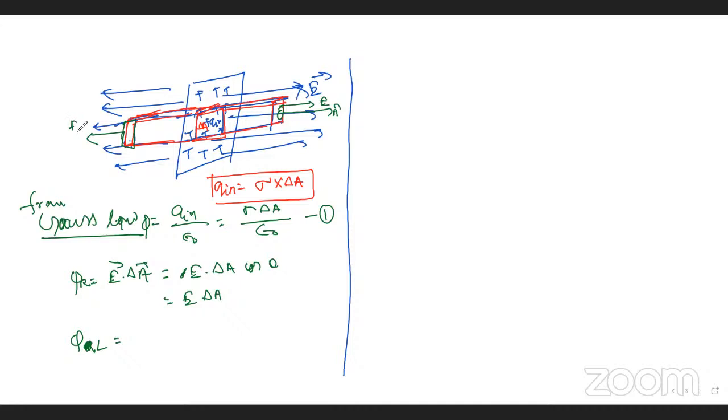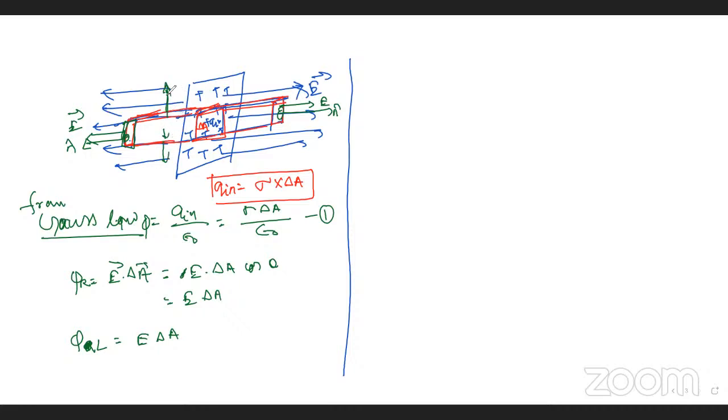E is in this direction, the electric field to the left. Area vector is to the left. So both are in the same direction. That means cos theta will be there, so this is also EdA. Now what about the upper and lower side faces?